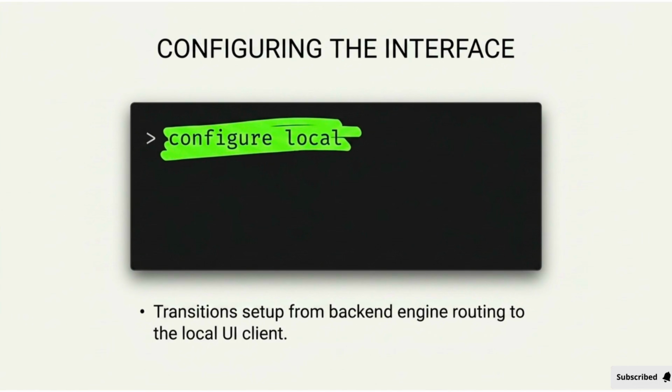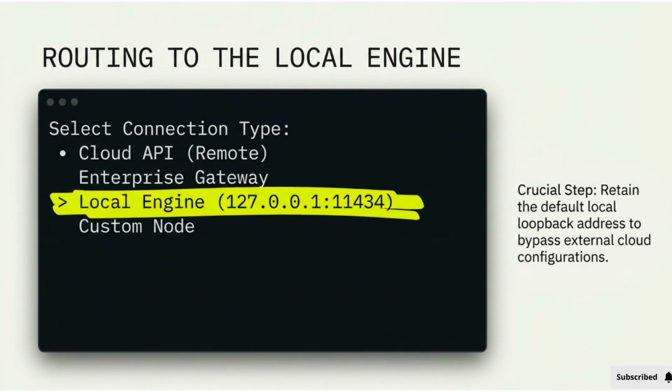Now configure the interface to transition from the backend engine routing to the local UI client. Execute the "configure local" command. When routing to the local engine, select Local Engine, 127.0.0.1, 11,434. This crucial step retains the default local loopback address to bypass external cloud configurations.